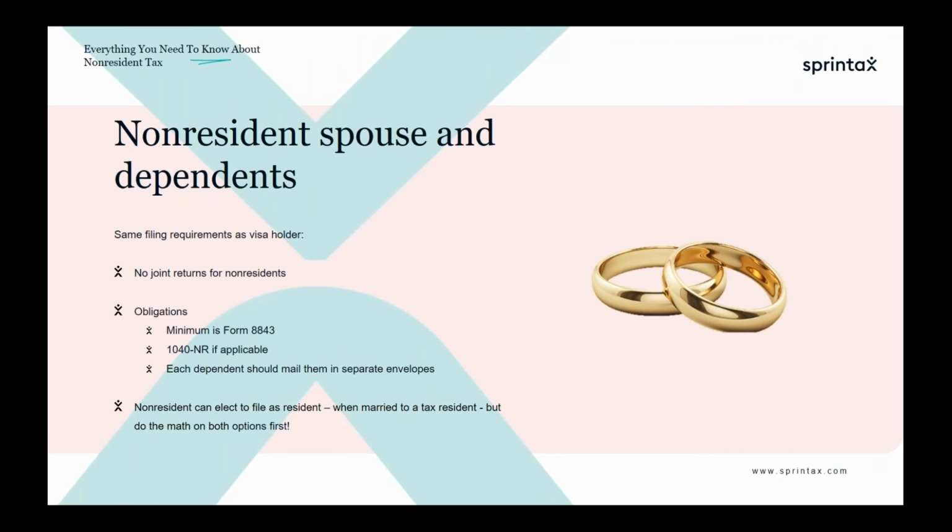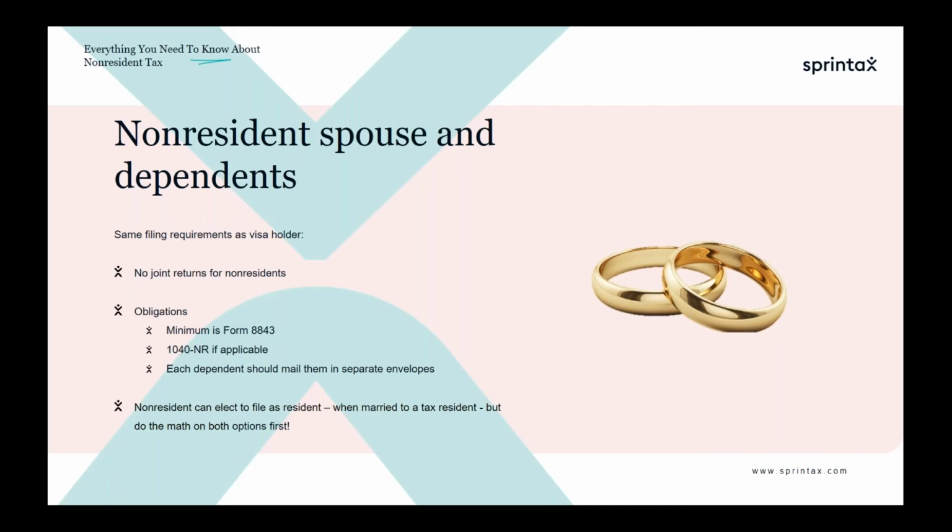A quick note on non-resident spouses and dependents. So there are no joint returns for non-residents. So non-resident spouses and dependents would be required to file separately. In terms of obligations, they remain as we've discussed. The minimum will typically be Form 8843. And if you've been in receipt of taxable US sourced income, you'll typically need to file a federal tax return. And there may be state tax filing obligations depending on your circumstances as well. Importantly as well, each dependent would need to mail their forms in separate envelopes.